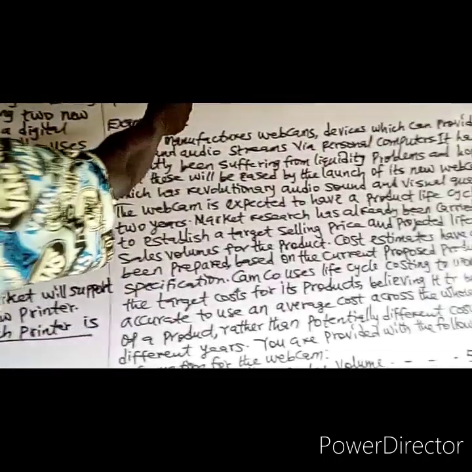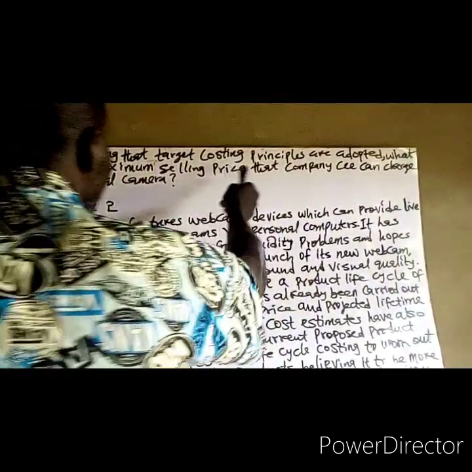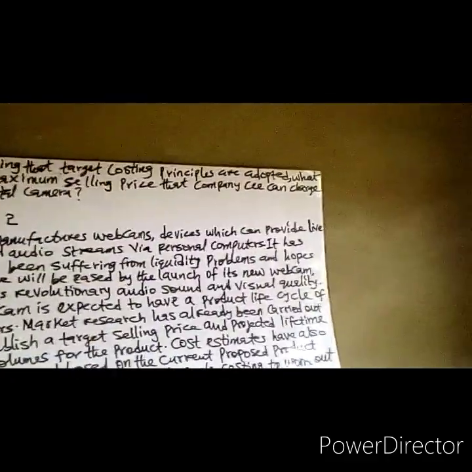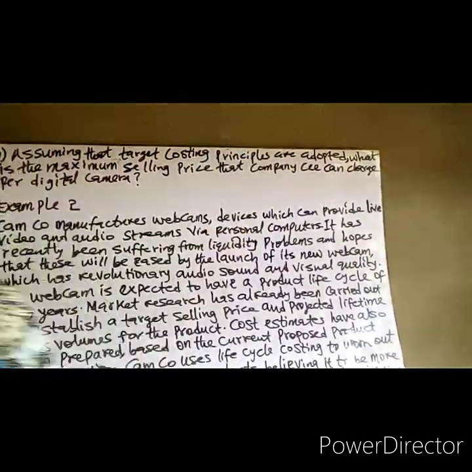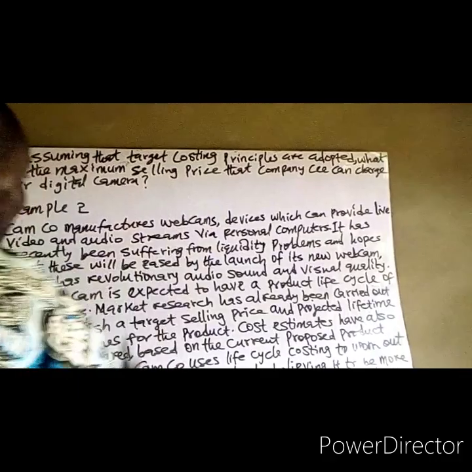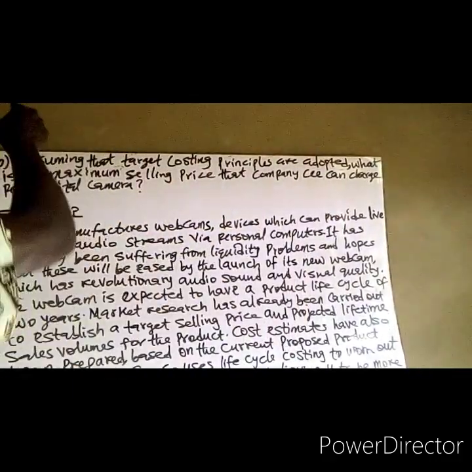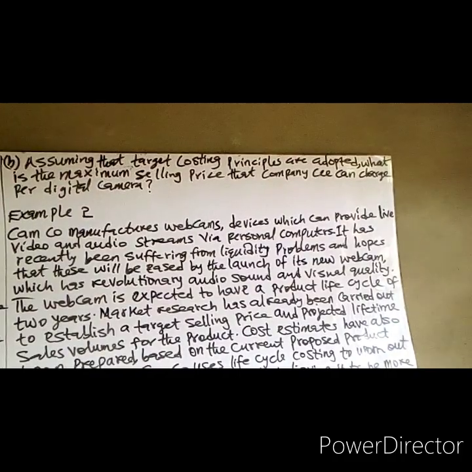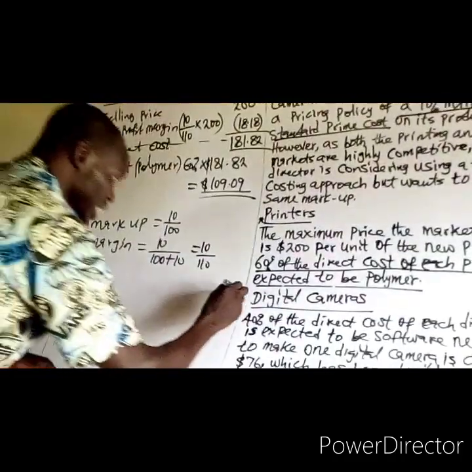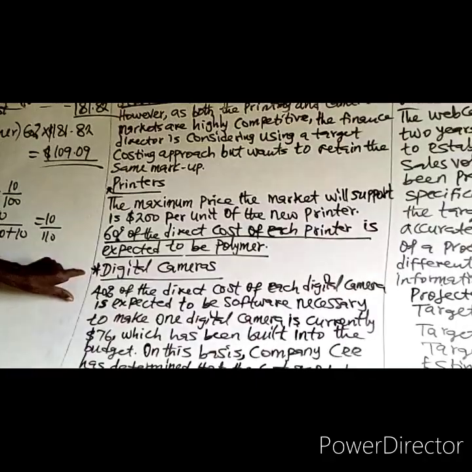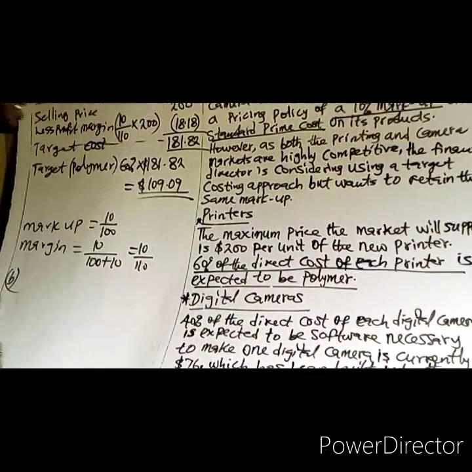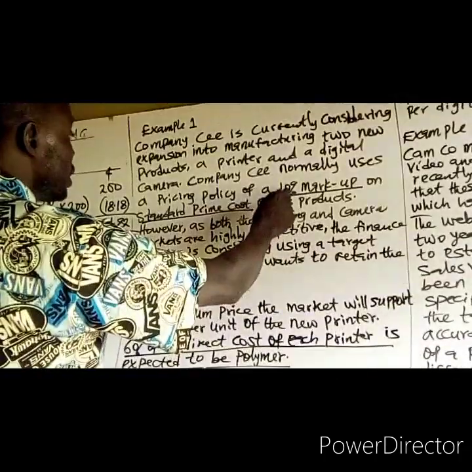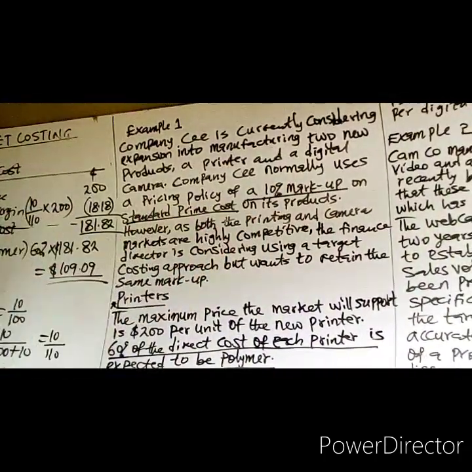B. Assuming that target costing principles are adopted, what is the maximum selling price that company C can charge per digital camera? So now the requirement in B is on digital camera. That means our focus should be on digital camera here. You have to calculate the selling price. Don't forget, their policy is 10% markup on the standard prime cost.